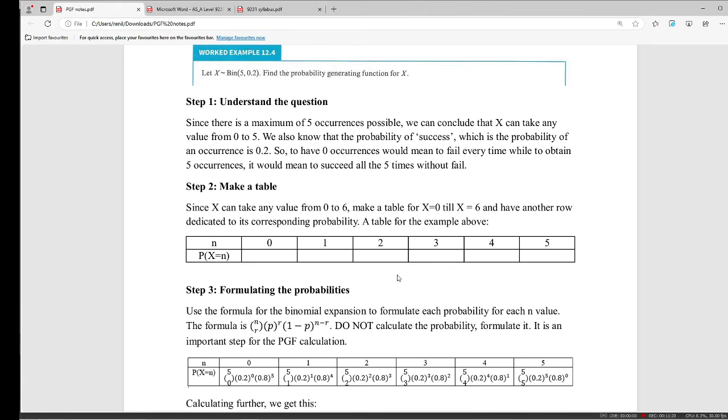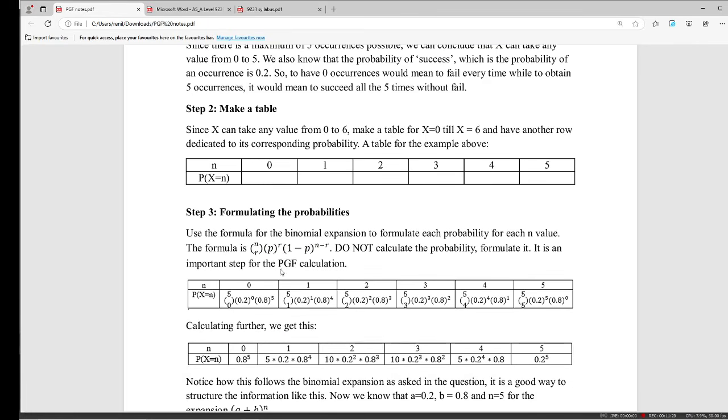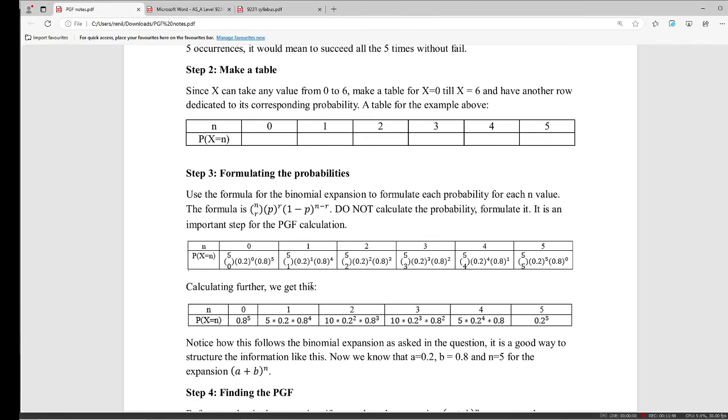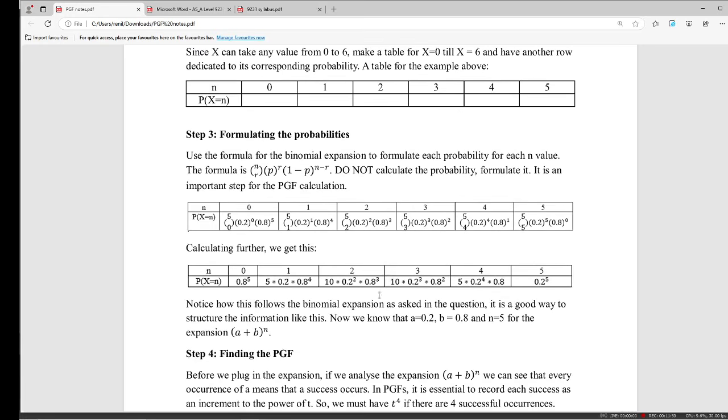So to formulate the probabilities, we're going to have to use the binomial expansion formula. Using this formula, just directly plug in the values. This is the basics of further math, so you should know this. We can use and formulate this right here, and I'm going to now simplify the coefficients of the combinations. So we get 1, 5, 10, 10, 5, 1.